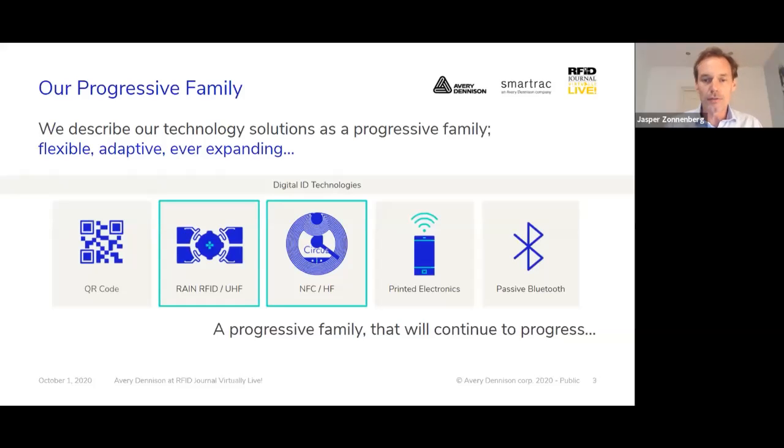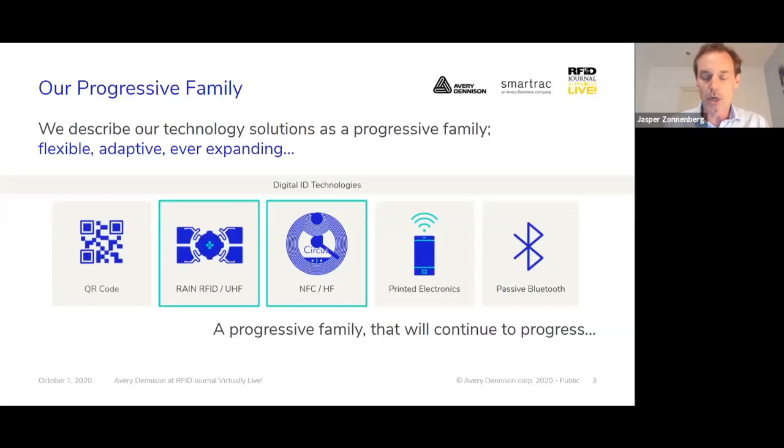Just to roughly describe the product portfolio, our product portfolio in terms of ID and identification of products is a progressive family with multiple technologies that we use, simply for the fact that different problems require different solutions. So there's a traditional barcode, there's a traditional QR code. Obviously, today we talk about RFID, which can be both in the UHF, in the ultra high frequency space, or in the high frequency space with NFC.